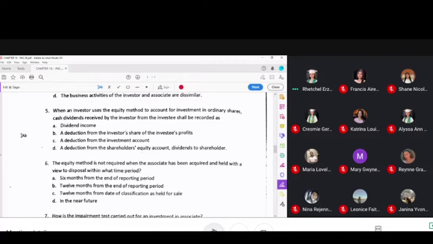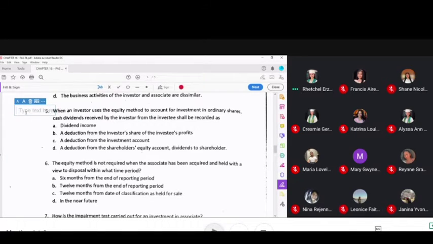Additional investment and share in profit. Then, decrease. When does it decrease? It decreases when there's a loss, when the associate reports a loss, or when the associate declares dividends, when the associate gives an asset to the investor.